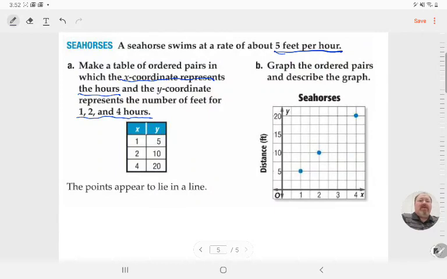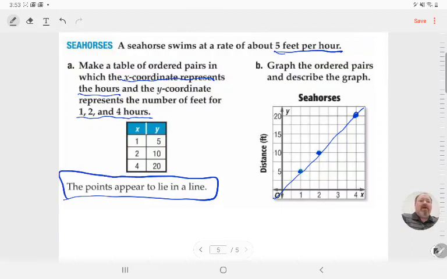So there's my table. And then B says to graph the ordered pairs and describe the graph. So (1, 5) would be here. (2, 10) would be here. And (4, 20) would be way up here. Okay? And then to describe it, the points appear to lie in a line. They appear to be in a line. So I would write this.